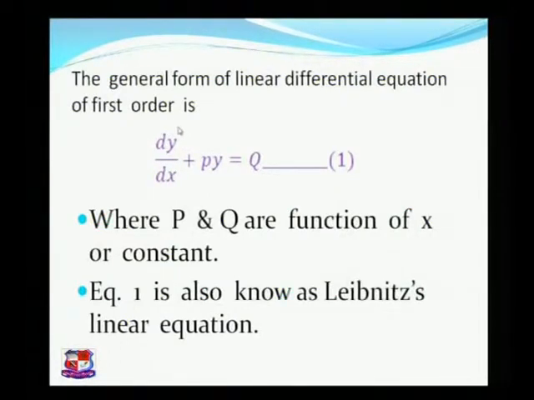So the first condition is satisfied, that the dependent variable and its derivatives occur in the first degree, and they should not be multiplied together, which is our second requirement. So here y and dy by dx are not in multiplication. Okay, so the second condition is also fulfilled.